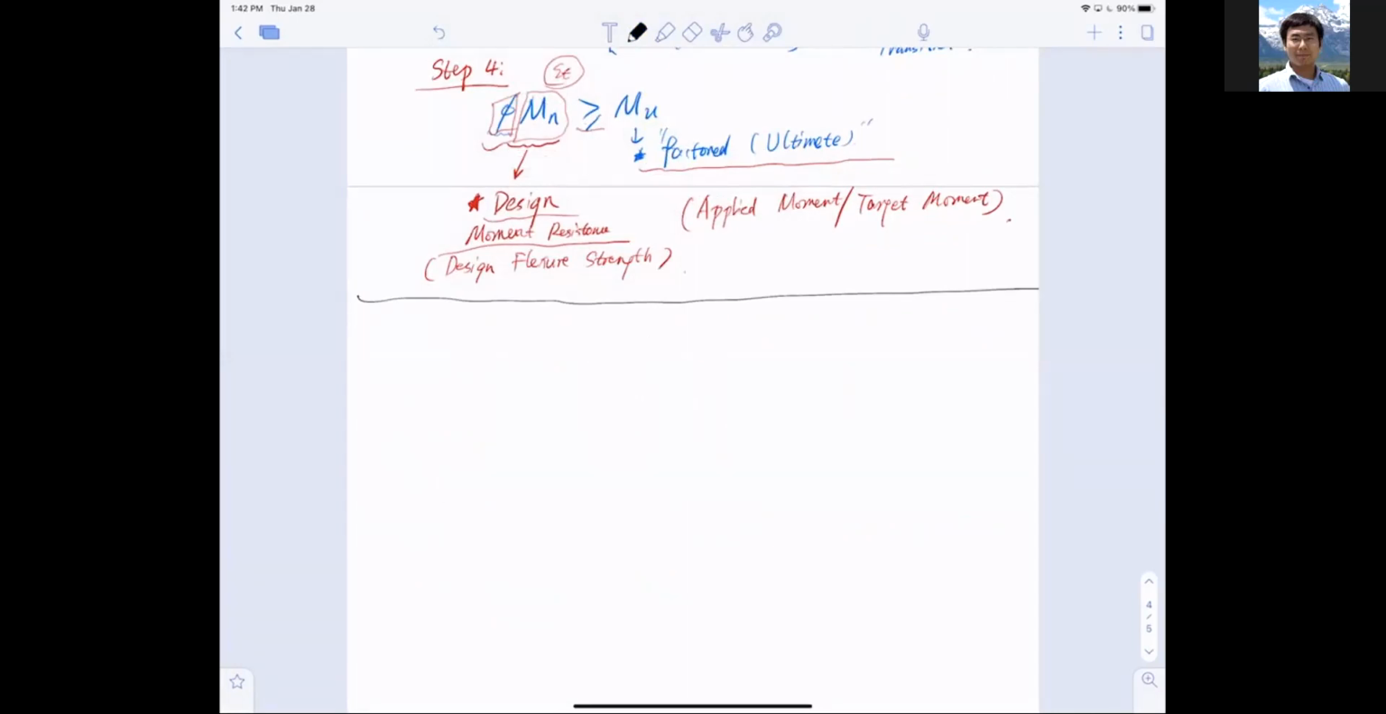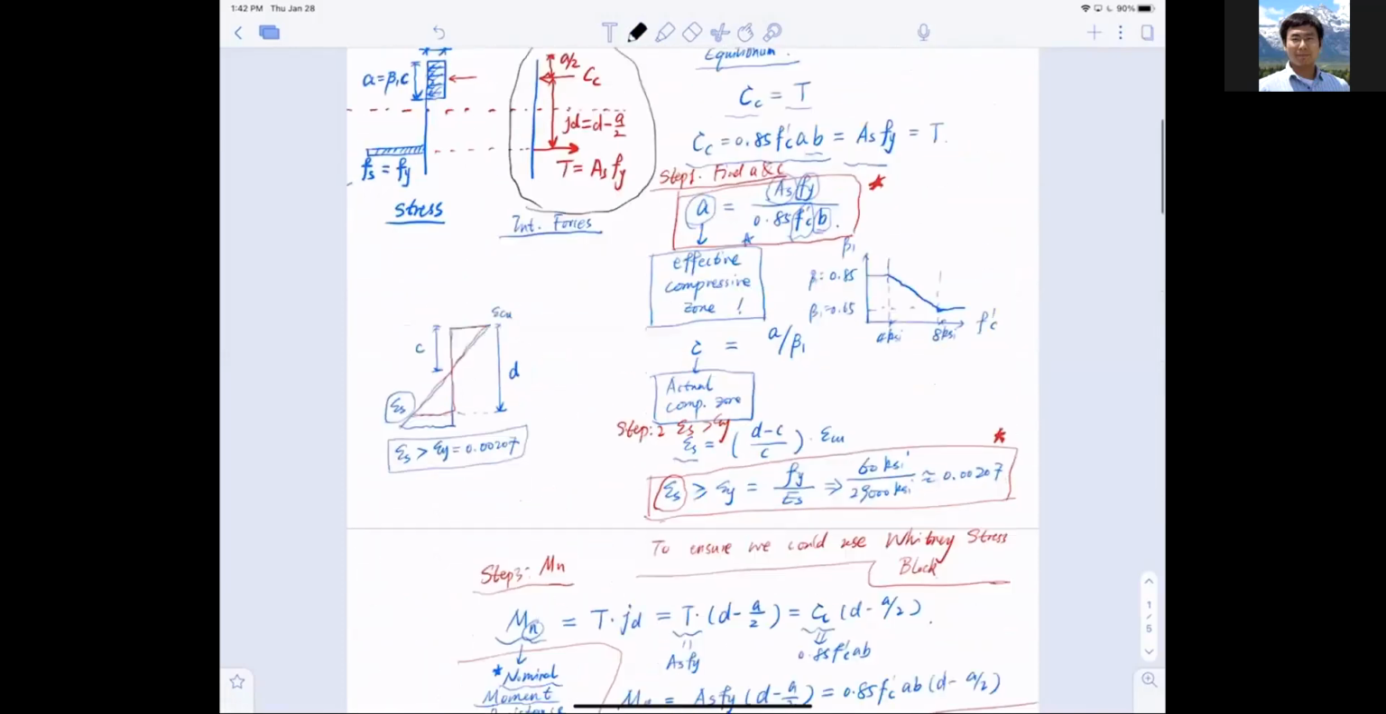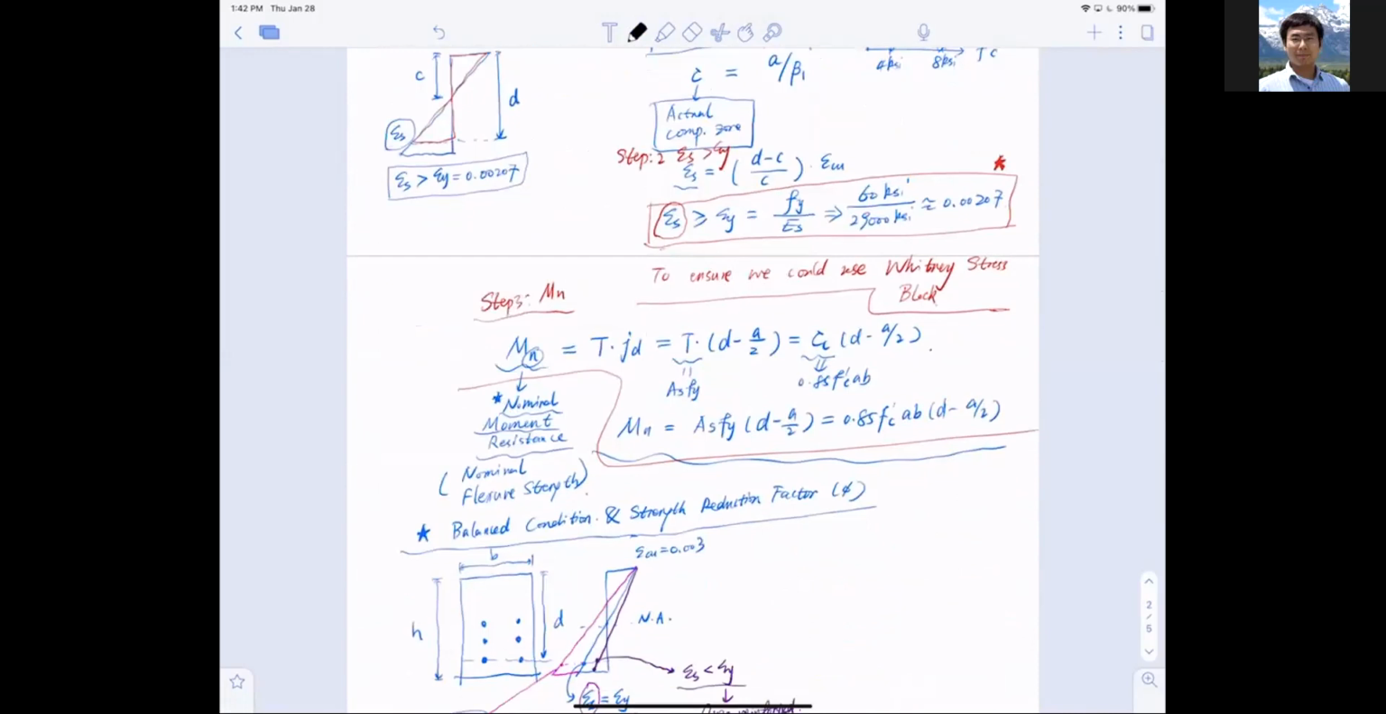And I have another question here from a chat message. Sorry about that. Chat asked where step 3 is. Step 3 is right here, to find the moment capacity Mn.